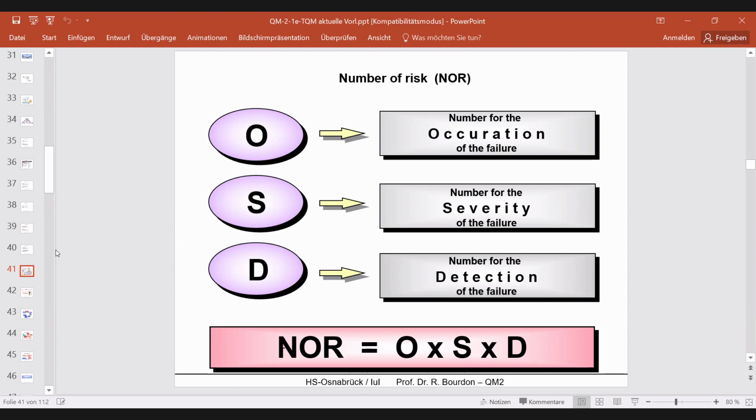Other companies say, okay, everything which is higher than 120 is important, and if the number of risk is lower than 120, they do not care about it at the moment. They concentrate on the defects with a higher number of risk. This is not standardized. In several companies, they use 100 as a limit, or other companies use 120 or 130.